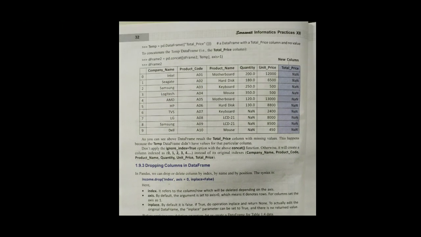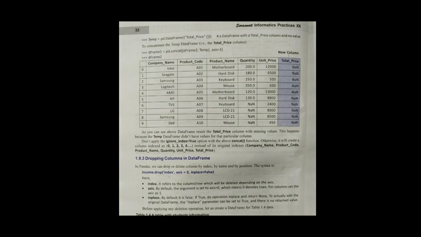Next is a temp variable which contains pd.DataFrame with total price, and it is an empty value. Then we have added dframe2 is equal to pd.concat(dframe2, temp). So in temp, we have created one column with empty values. Empty means it stores a NaN value.